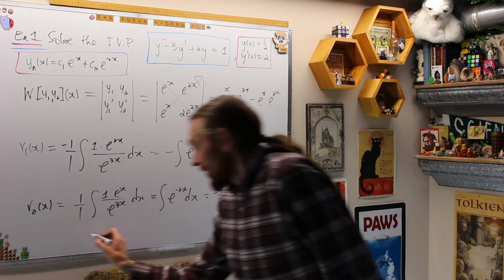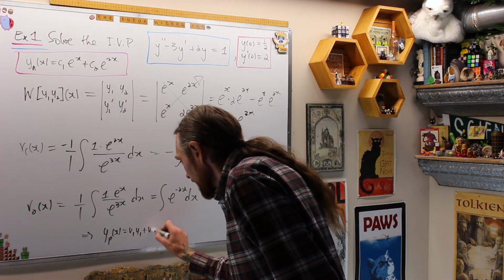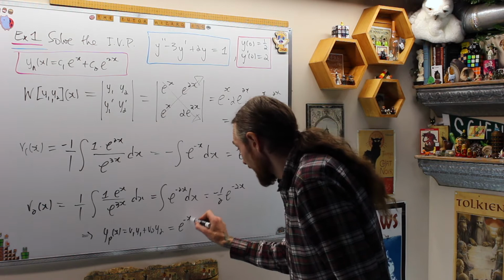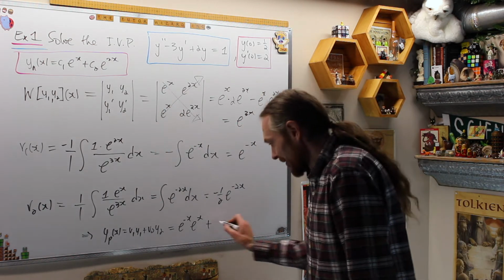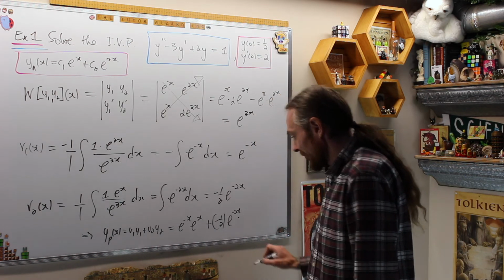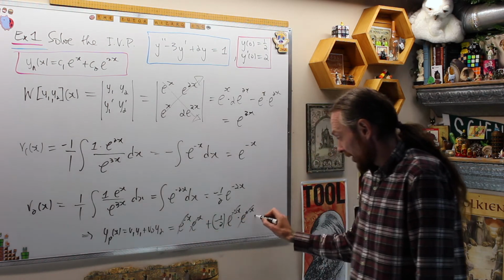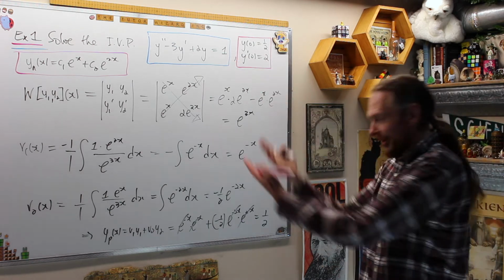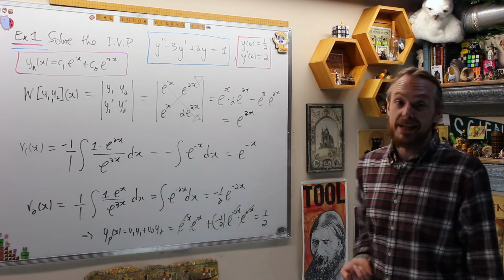What does that tell us? That tells us y particular of x is v1 y1 plus v2 y2, which is equal to v1, which is e to the negative x, times y1, which is e to the x, plus negative 1/2 e to the negative 2x times y2, which is e to the 2x. Cancel, cancel, cancel, cancel. 1 minus 1/2 is 1/2. Particular solution is 1/2. Yeah, I picked an easy function. I want you to be able to see it. If you want, I'll throw in some much harder functions for your exams.